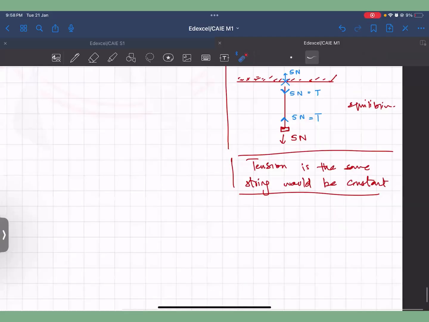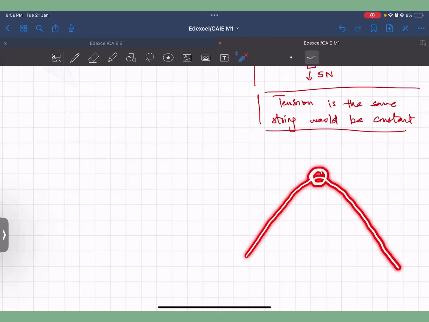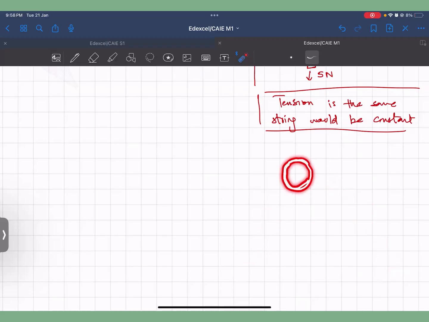But when you have the same string, you will see something like this. For example, there is a ring like this, and there is a same string which is passing through the ring and going downwards and pulling it down. So in this case, the tension over here, pulling it down on both sides, would be the same, same tension, because the string is same. It is the constant string. Sometimes on a pulley as well, we'll do this pulley thing later in more detail.